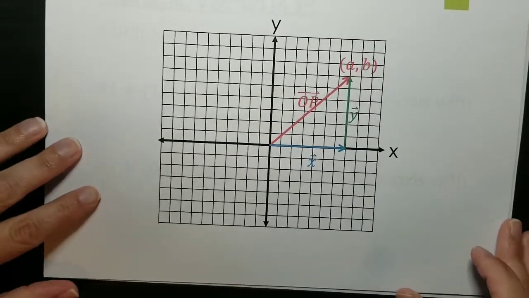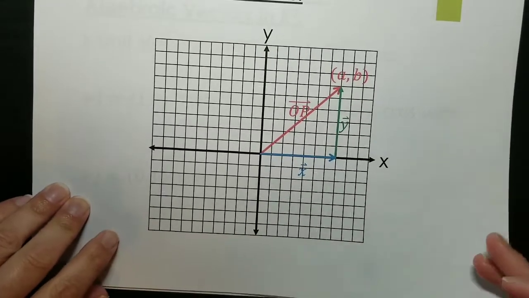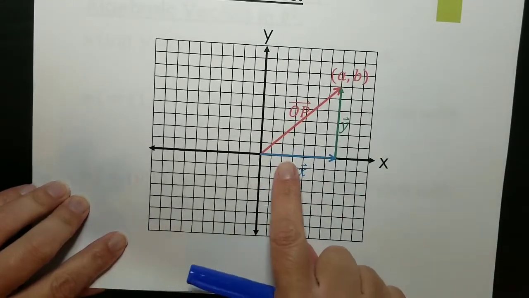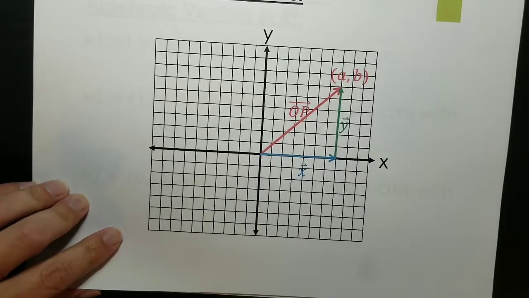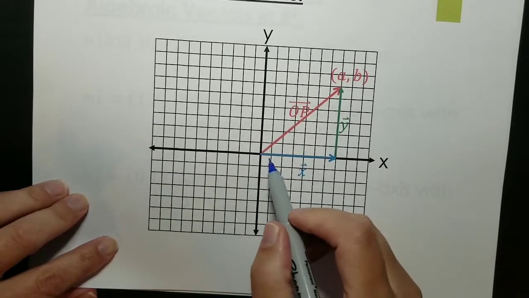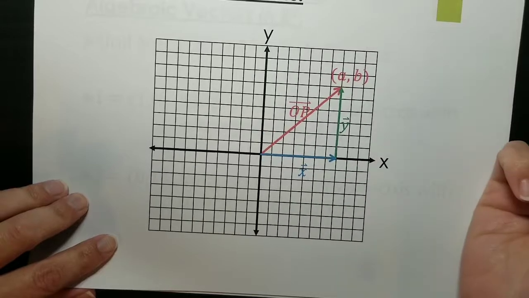So this is one of our diagrams from yesterday, talking about how the vector goes a certain amount in the x direction and another amount in the y direction and ends up going to point AB from the origin. And what we want to really do is think about how we can represent these in terms of x and y.